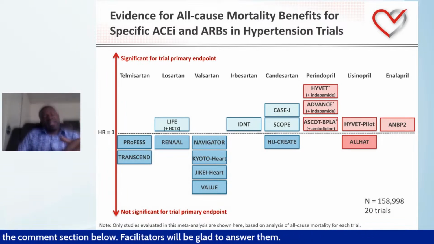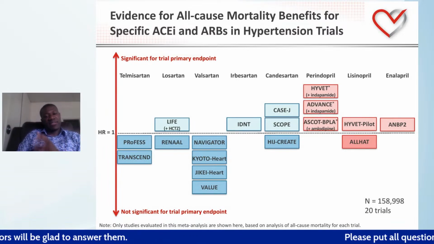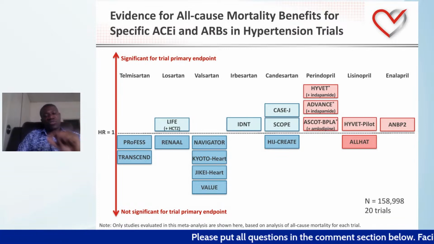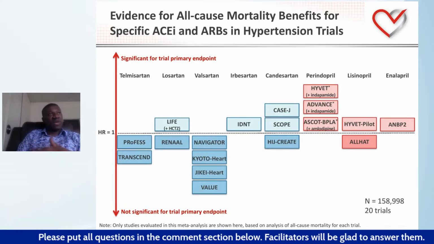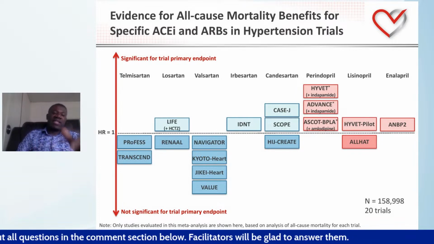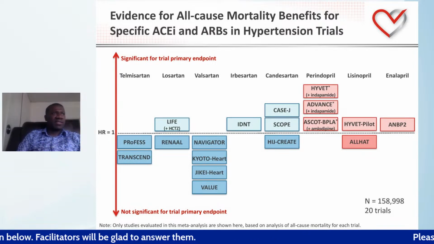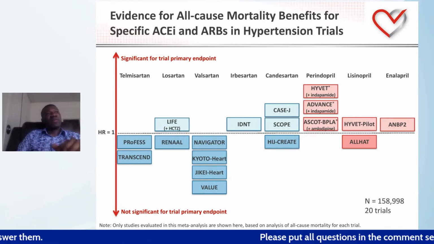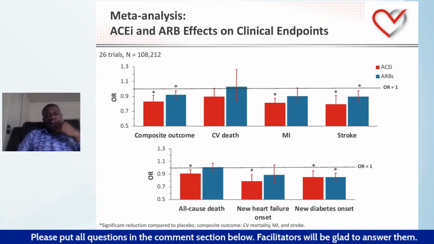And if you look at this slide, it speaks to the fact that on the side of the ACE inhibitors compared to the ARBs, you begin to see that the hazard ratio for most of the ones on the ACE inhibition side is more than one, which actually means that it has a lot of benefits when it comes to all-cause mortality. So for anything that can lead to death in the population, when patients are given ACE inhibitors compared to ARBs, it looks like ACE inhibitors are on the more positive side.